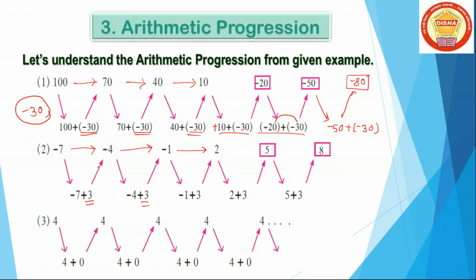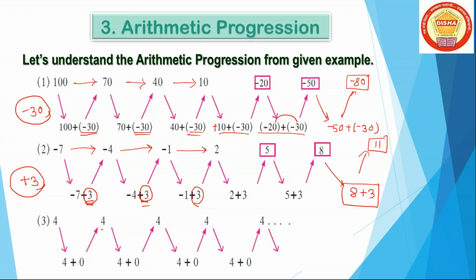It means in this given sequence 3 is added. So here we add 3 to the next term. 2 plus 3 is equal to 5. 5 plus 3 is equal to 8. Again we see 8 plus 3, then we will get 11. It means we can find many terms in the given sequence. That is the second, where positive 3 is added.